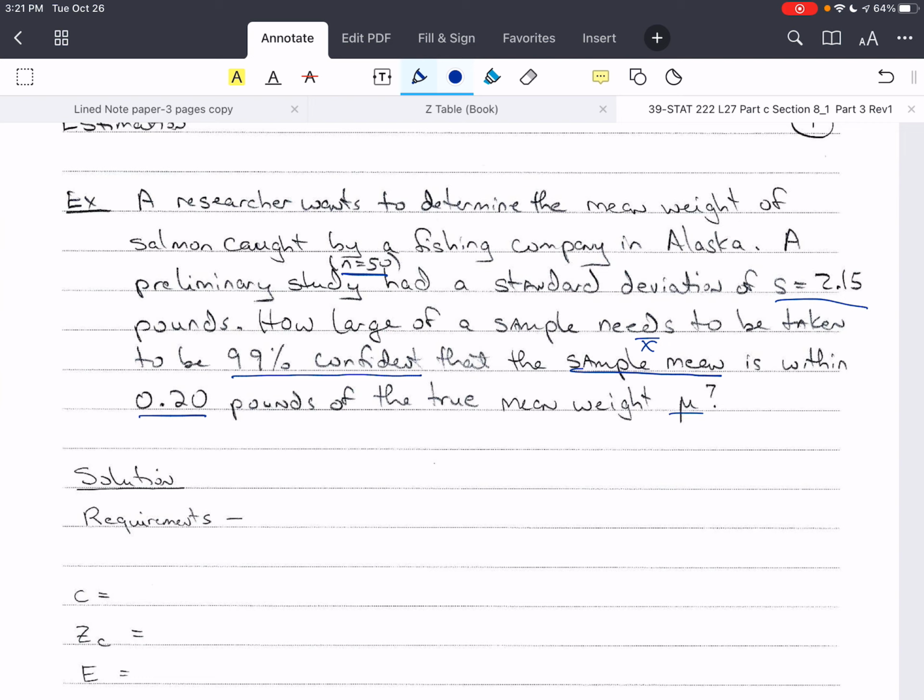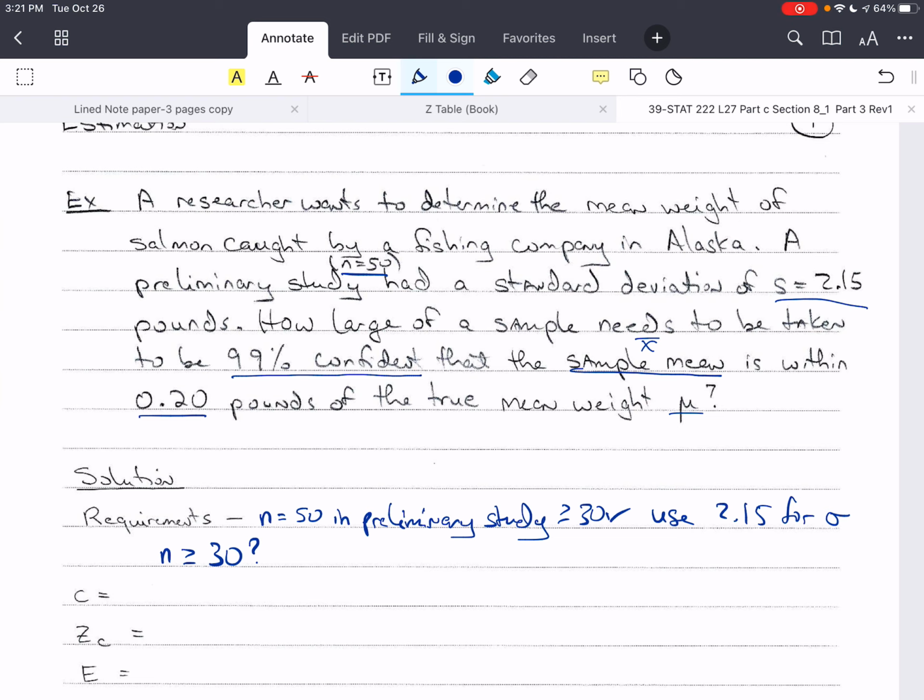Okay, so let's look at our requirements. So n is equal to 50 in the preliminary study. Greater than or equal to 30, yes, so use 2.15 for sigma in the formula, okay? Is n greater than or equal to 30? We don't know that yet. We're not told whether this distribution is normally distributed or not, so we need to do the calculations before we know if we're okay here.